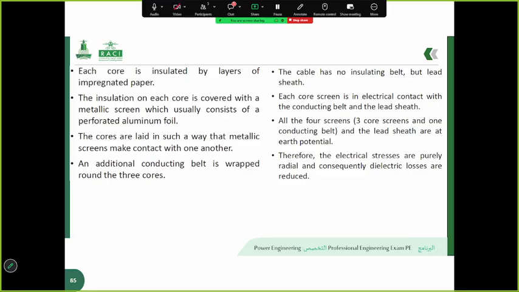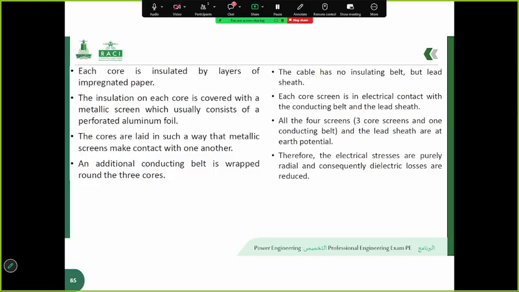Instead, they have a lead sheet. The three core screens, the conducting belt, and the lead sheets are all at earth potential. This arrangement ensures that the electrical stresses within the cable are purely radial, meaning that they only act across the thickness of the insulation, thereby reducing the electric losses.